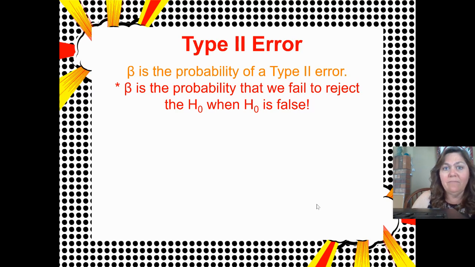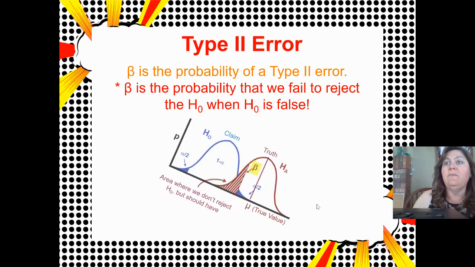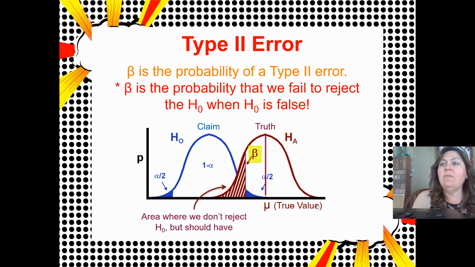So beta is the letter given to that probability of your type 2 error. Remember, that's where we fail to reject the null hypothesis, but we should have because it really, in truth, is false. So here's a graph that I found trying to explain things and type things up for us. It's a little more difficult, but if you could see here, this is a graph of the actual truth. So here sits what is true, the true value, the true parameter of our population.